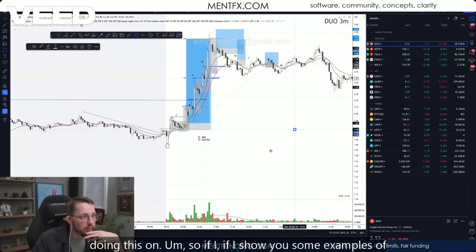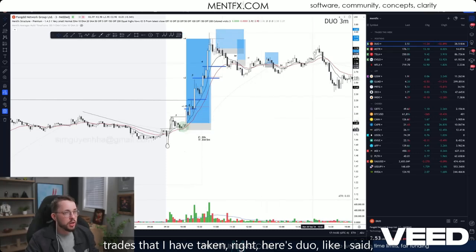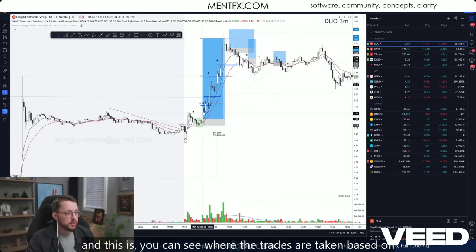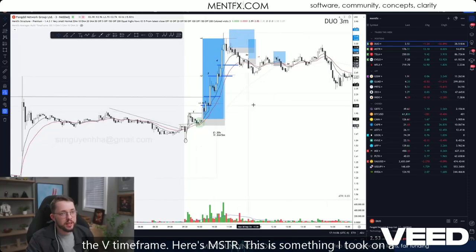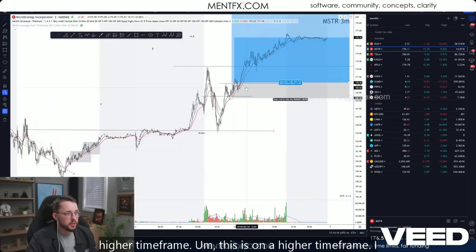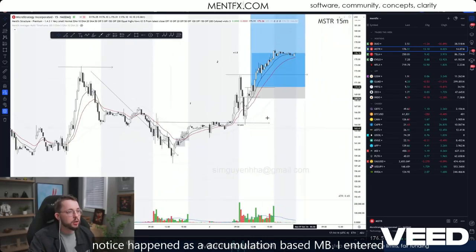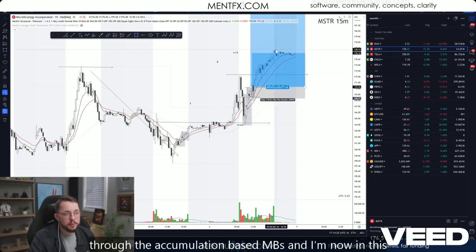So if I show you some examples of trades that I have taken, here's Duo, like I said, and you can see where the trades are taken based on the V timeframe. Here's MSTR. This is something I took on a higher time frame. I entered this off of a 15-minute entry, which you might notice happened as an accumulation-based MB. I entered through the accumulation-based MBs, and I'm now in this trade.